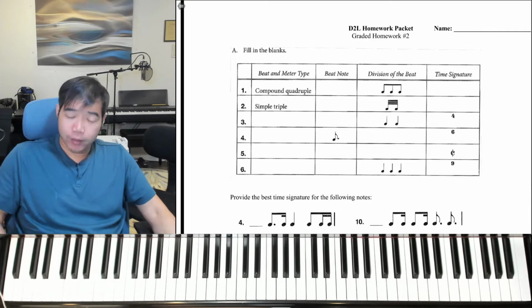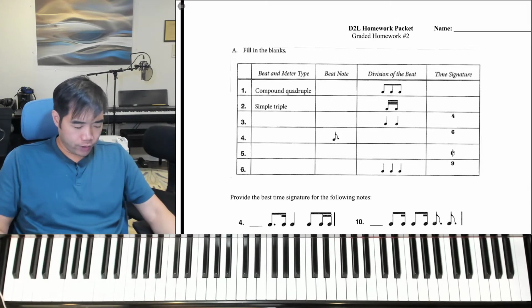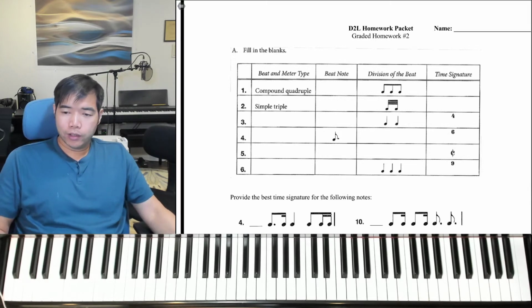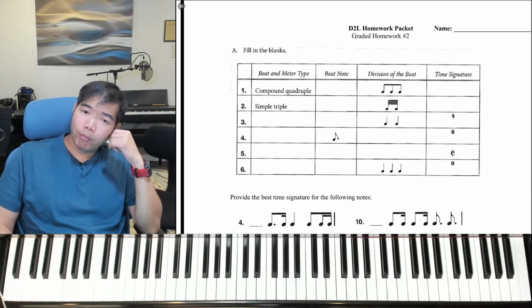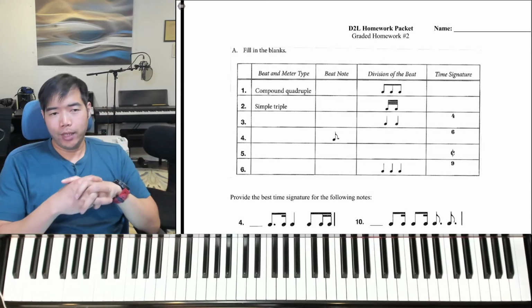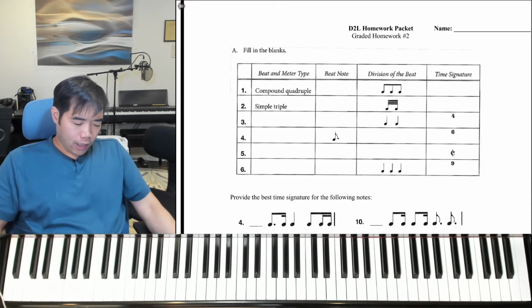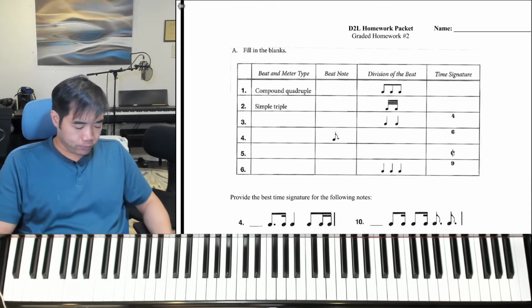So we're going to talk about how to do this, how to solve for these. If you are still confused about meter, make sure to watch my simple and compound meter basics 1 video. And let's take a look here.